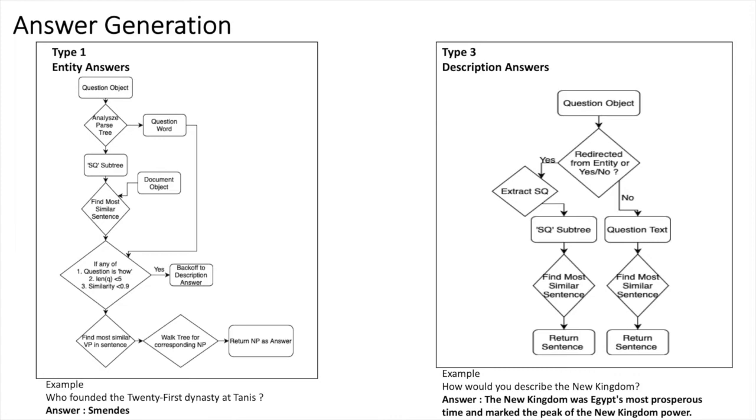Otherwise, we then isolate the verb phrases in our most similar sentence and find the verb phrase which is most similar to the question. We then walk the parse tree of the sentence to find the noun phrase associated with this verb phrase. This noun phrase then becomes the answer. This provides both conciseness as well as correctness.